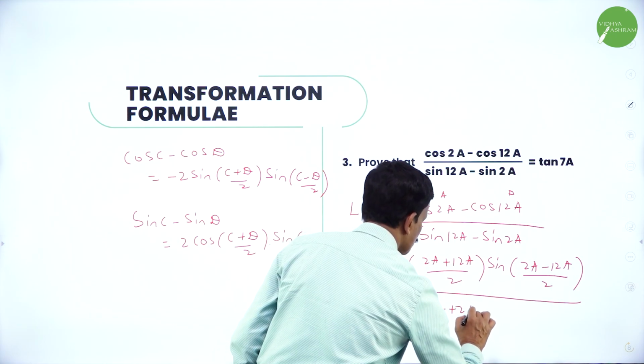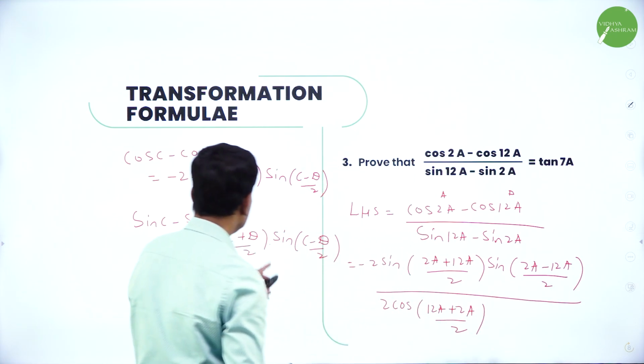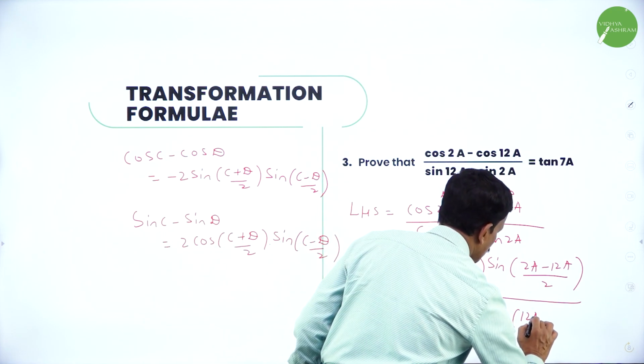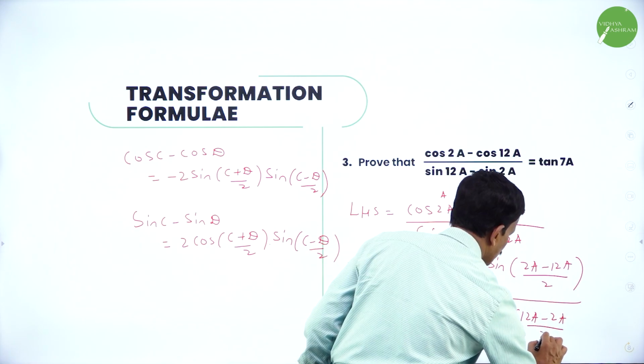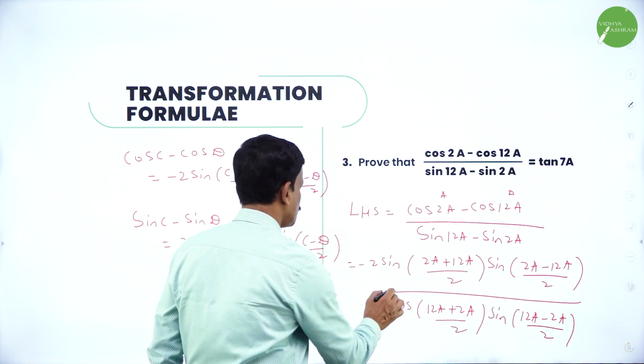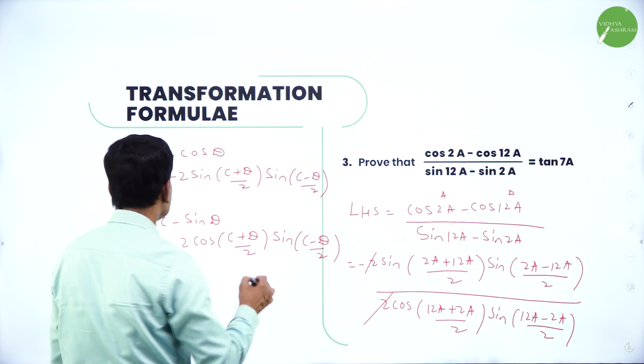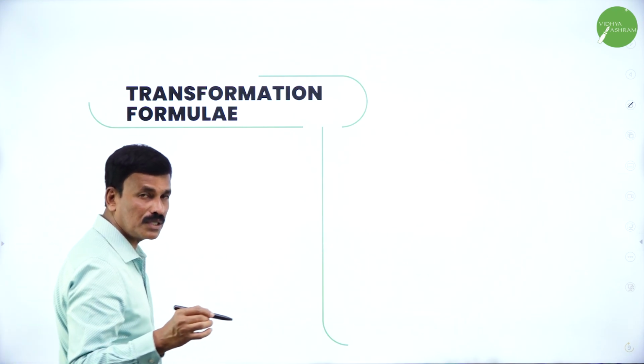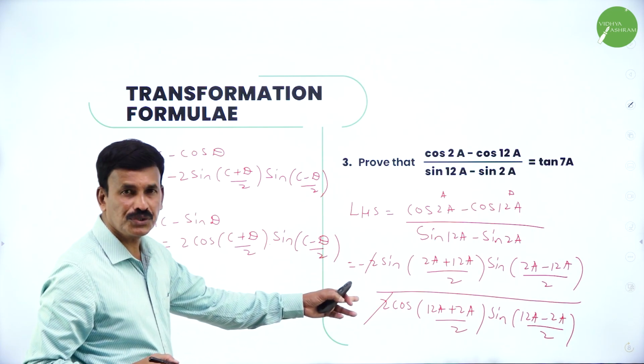12 plus 2a divided by 2 into sin of c minus d by 2. Sin of c is 12a minus 2a divided by 2. Okay, now this 2 and 2 gets cancelled. This is equal to minus in the numerator. Very simple. Just 2 and 2 gets cancelled.